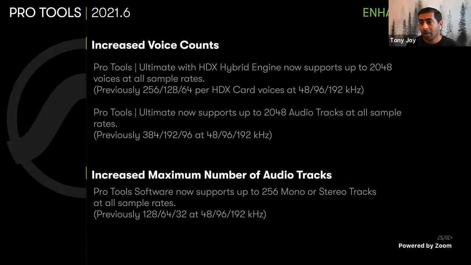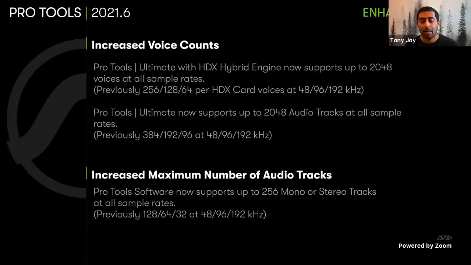Increased voice counts. So going back to Hybrid Engine, this is going to change the paradigm for HDX workflows. Before, your number of voices was limited to the number of HDX cards. With Hybrid Engine, you get 2048 voices at all sample rates. Think about it. You could be running a 192 kilohertz session and have up to 2048 voices. This is huge. If you are not using an HD interface, you can still use Pro Tools Ultimate and get up to 2048 tracks. So you can now run multiple huge sessions on your machine, assuming your computer can run it.